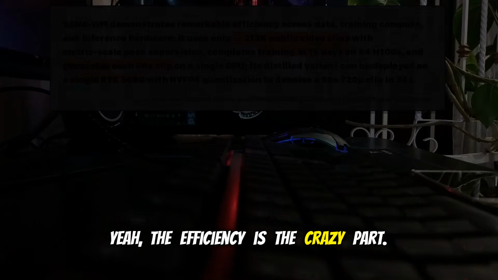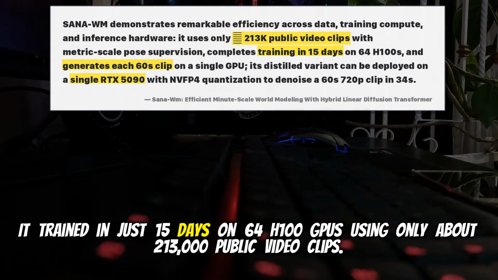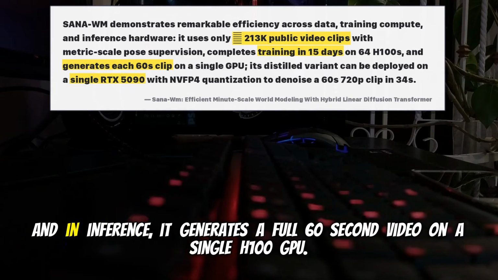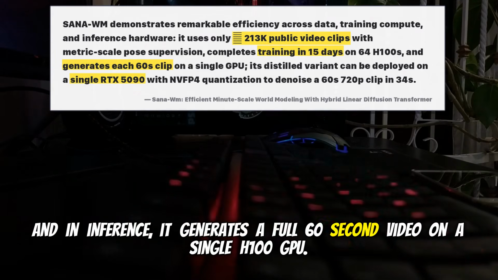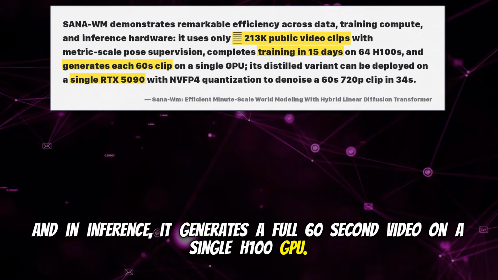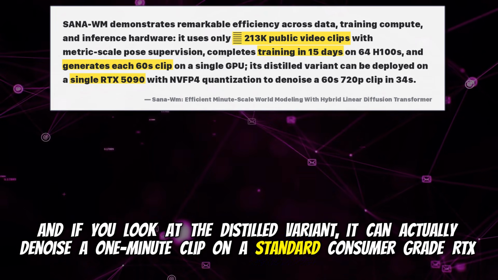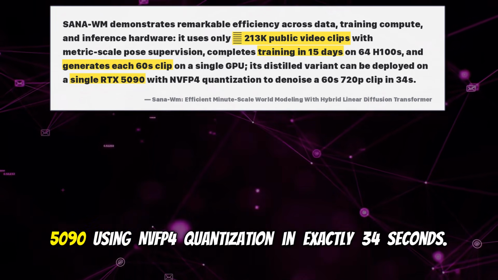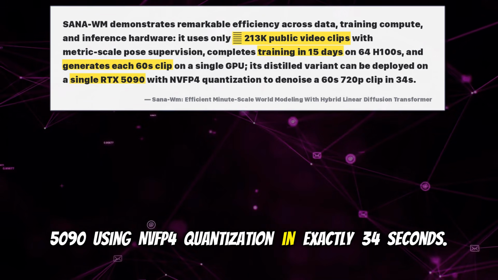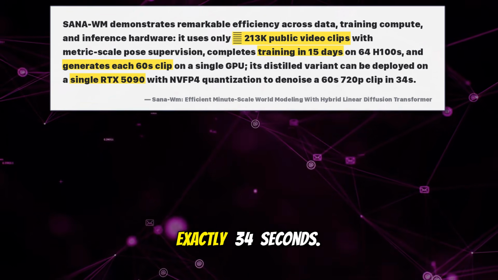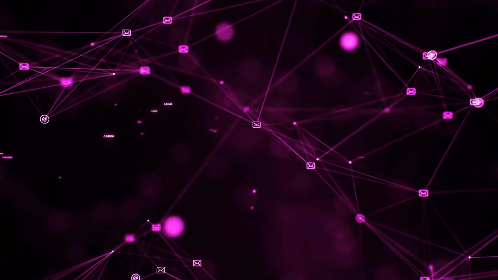Yeah, the efficiency is the crazy part. It trained in just 15 days on 64 H100 GPUs using only about 213,000 public video clips. And at inference, it generates a full 60-second video on a single H100 GPU. And if you look at the distilled variant, it can actually denoise a 1-minute clip on a standard consumer-grade RTX 5090 using NVFP4 quantization in exactly 34 seconds. Exactly 34 seconds. That's wild.